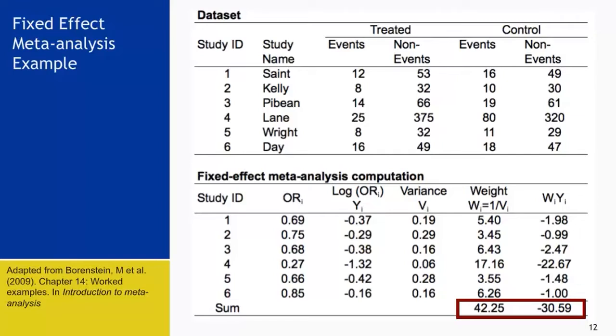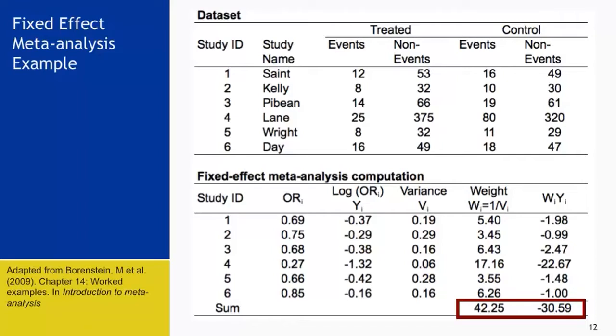Okay? And once you multiply your weight from that study with the point estimate from that study, you get your last column. So weight 1 is 5.4 and yi is minus 0.37. So you multiply those two numbers, you're going to get minus 1.97. So that's what you get from your first study. And you do the same for the second to the sixth study. So you're going to fill in the numbers to this table following the same procedure and equations.